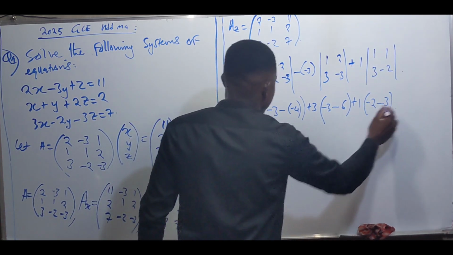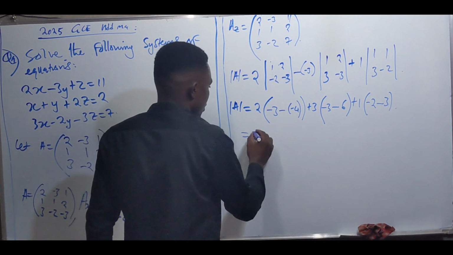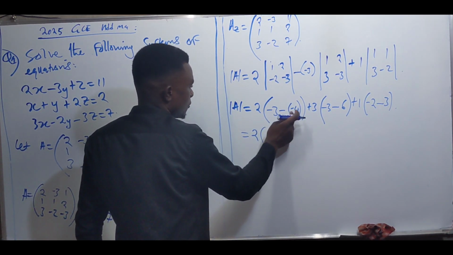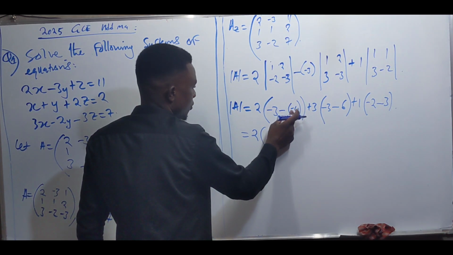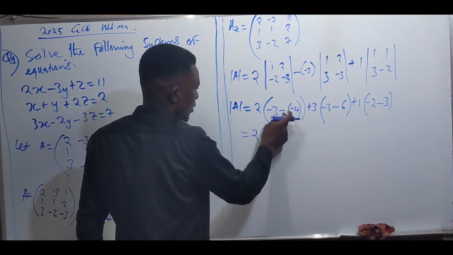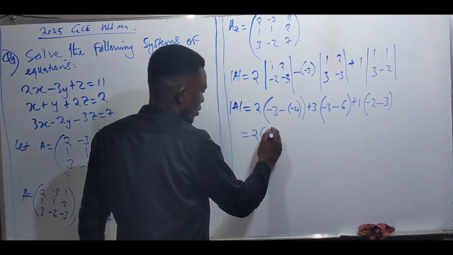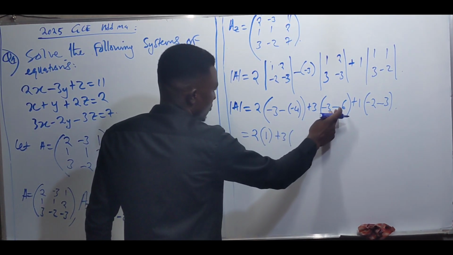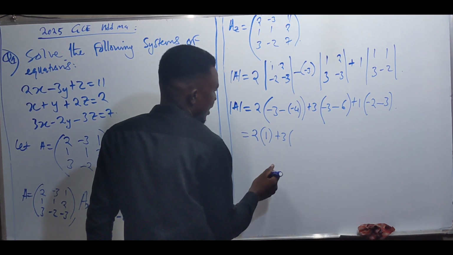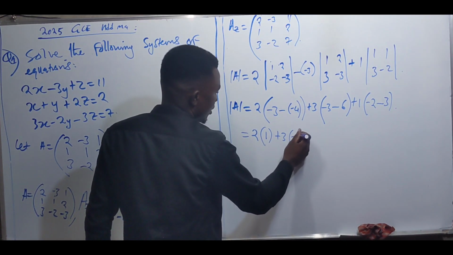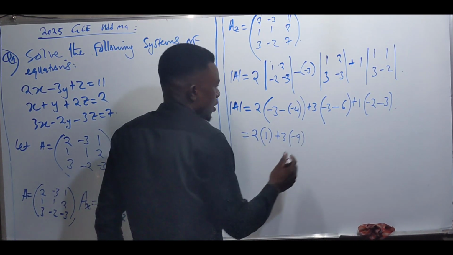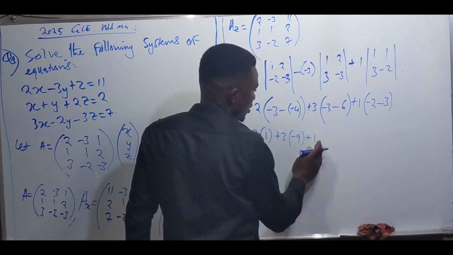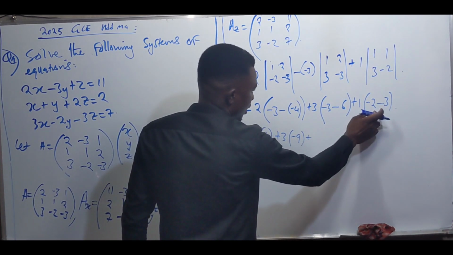Therefore, this is 2, this is negative 3. Negative times negative is positive, so I'm going to have negative 3 plus 4, and this is just 1, plus 3 times negative 3 minus 6, this is basically negative 9. Then I have plus 1 times negative 2 minus 3, this is basically just negative 5.